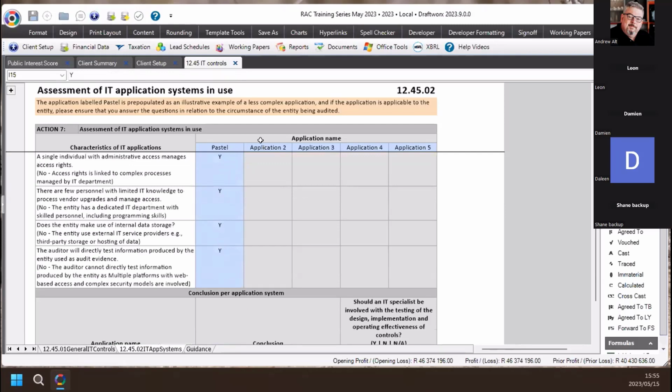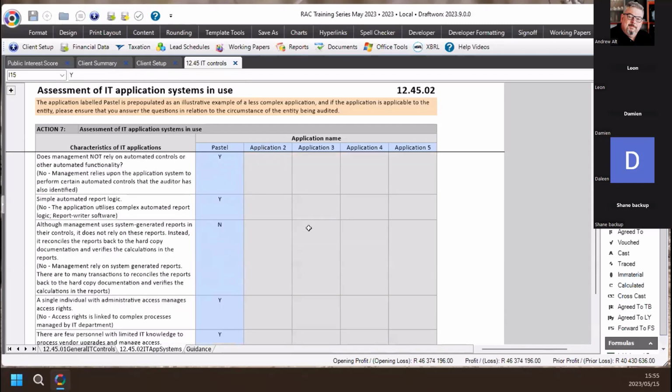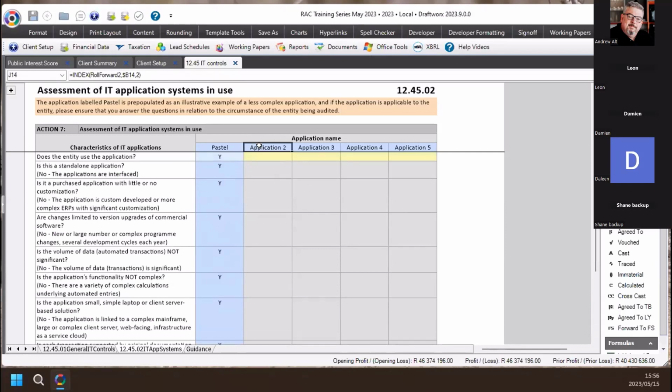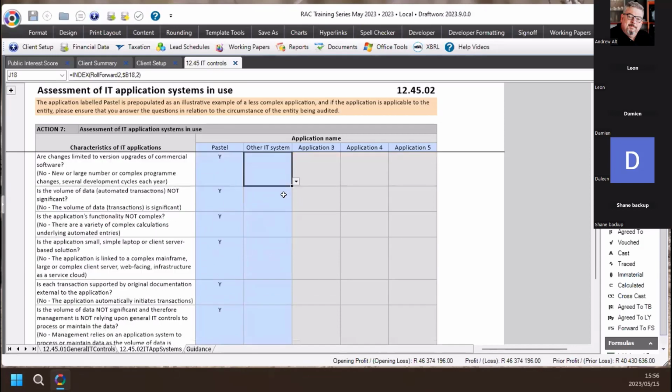Fantastic. Some clients have separate accounting systems for dealing with inventory or fixed assets, or maybe even a point of sale system that's not directly linked, or it's not part of the Pastel system, but it gets journalized in. This is what this document is for. So we could say other IT system and indicate whether or not the entity uses it. Is it a standalone? Is it a purchased application? Are there changes limited to vision changes?